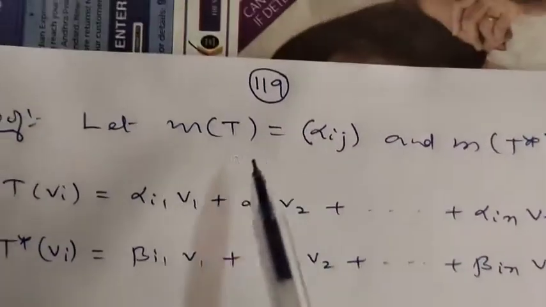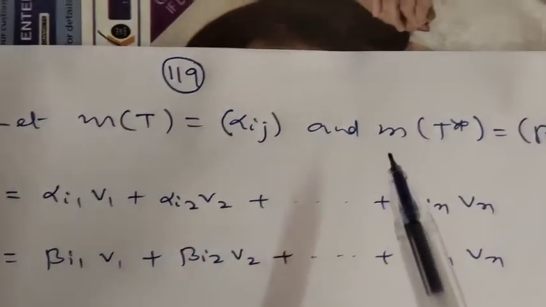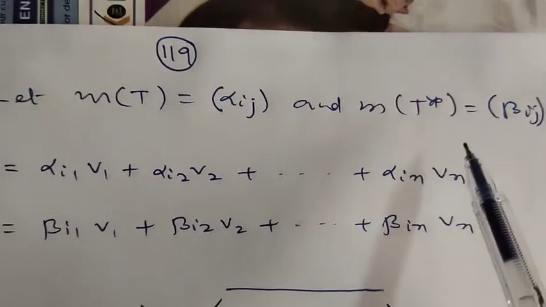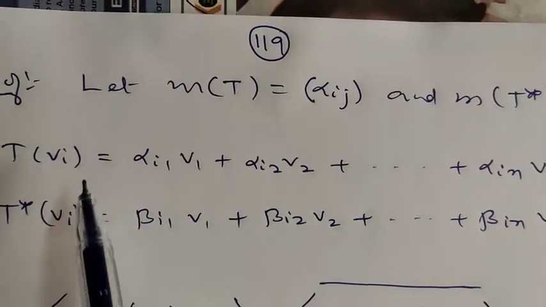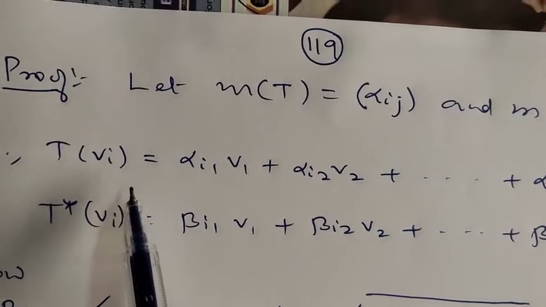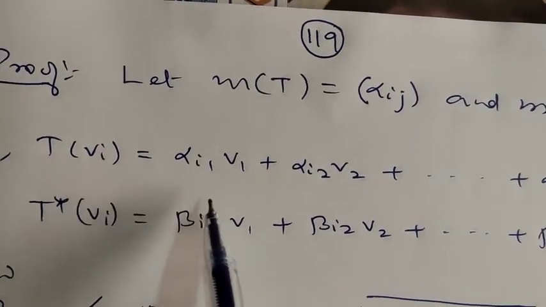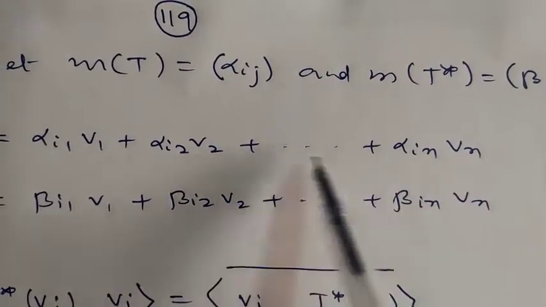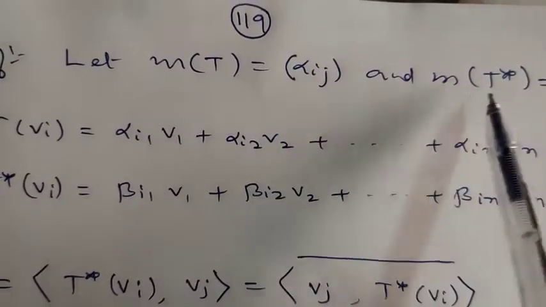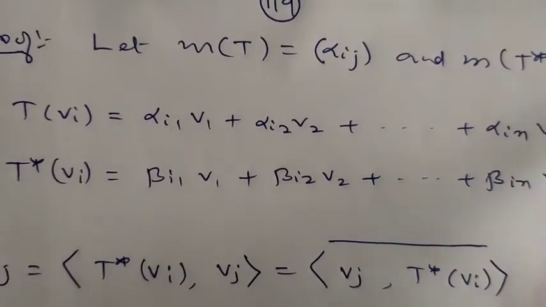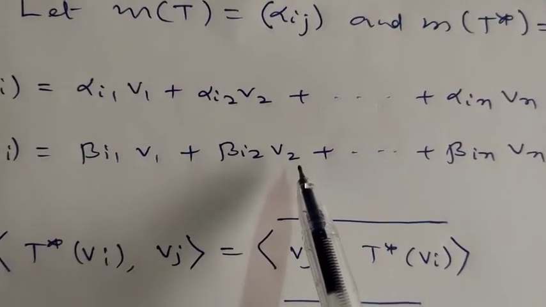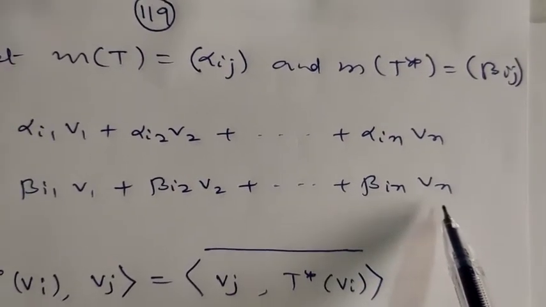Okay. So suppose the given matrix of T is alpha ij. Let the matrix of T star be beta ij. We will show beta ij is nothing but alpha ji bar. Now matrix of T is alpha ij means T of vi can be written as alpha i1 v1, alpha i2 v2, etc., alpha ii vi, etc., alpha in vn. So from this system of equations only you get the matrix, right? So similarly, matrix of T star is beta ij implies T star of vi is beta i1 v1, beta i2 v2, etc., beta in vn.